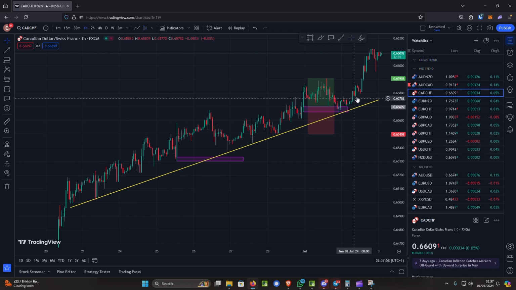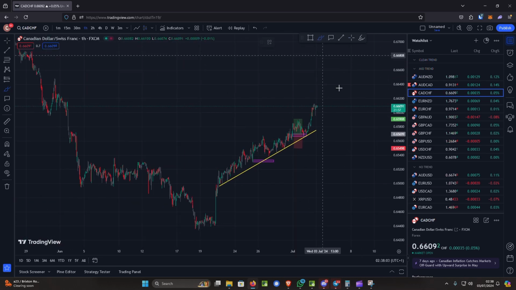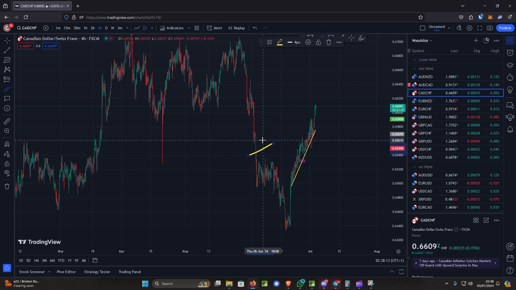So there's lots of liquidity being left behind here. In my opinion, what we're going to see is a very impulsive move, a quick move that takes all this liquidity. I'm not saying that's going to happen, but I just see that happening based off of chart experience. And we have the order block here.